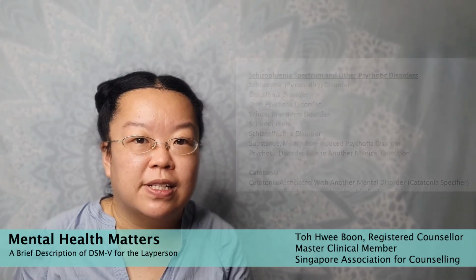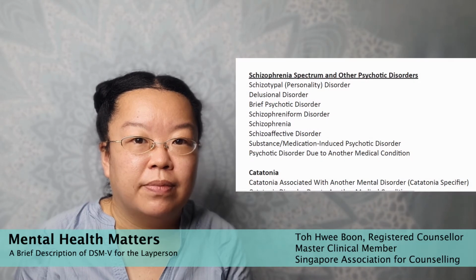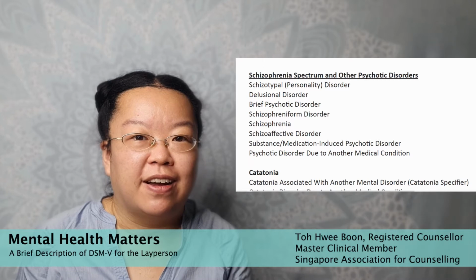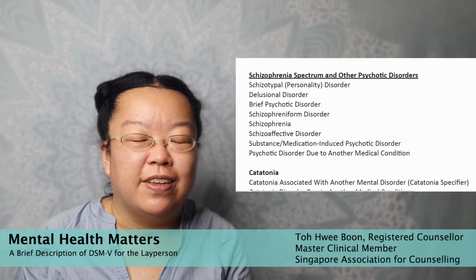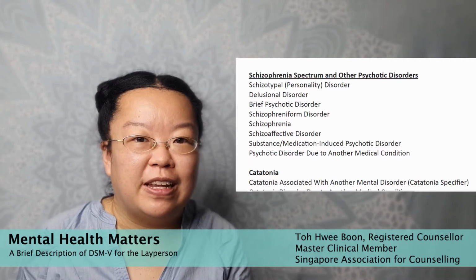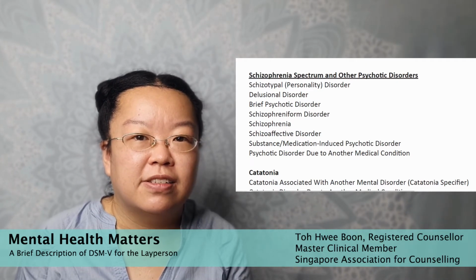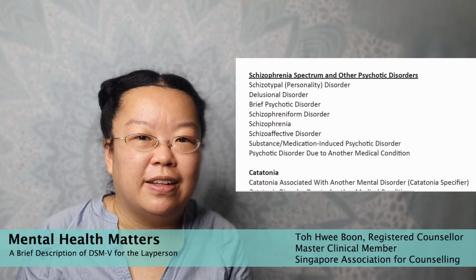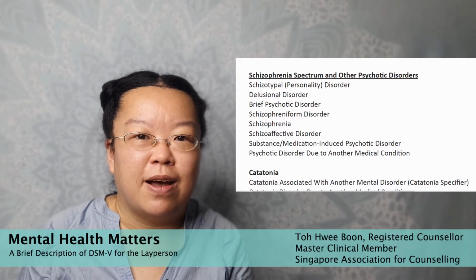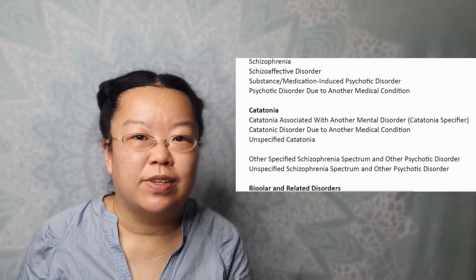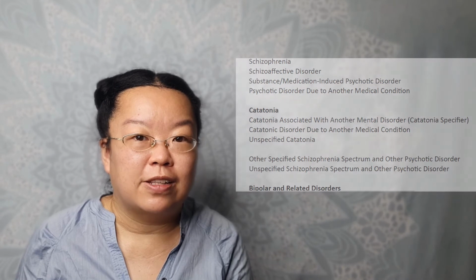Next, you have schizophrenia spectrum and catatonia. I think schizophrenia and catatonia are issues that we are quite familiar with, in that the person has delusions and hallucinations, and catatonia meaning like a person has become like a rock, has become quite immobile and has jerky movements, etc. So that's schizophrenia and catatonia in its spectrum.